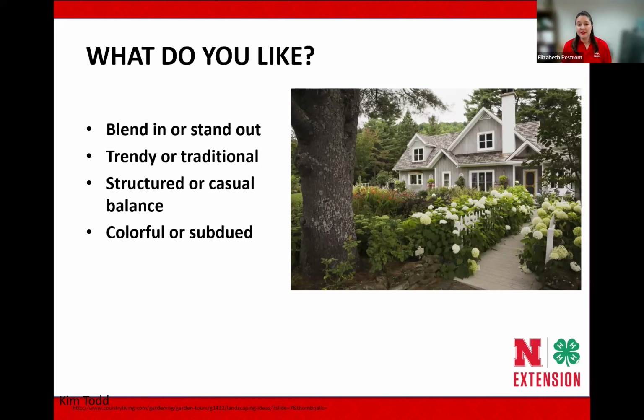Now, a lot of those landscapes are not going to be for Nebraska, for the zones that we have, or for your growing environment. But at least you can pick out from those photos different aspects of it that you like that we can translate into Nebraska landscaping. So finding out what you like is going to help you out long term.